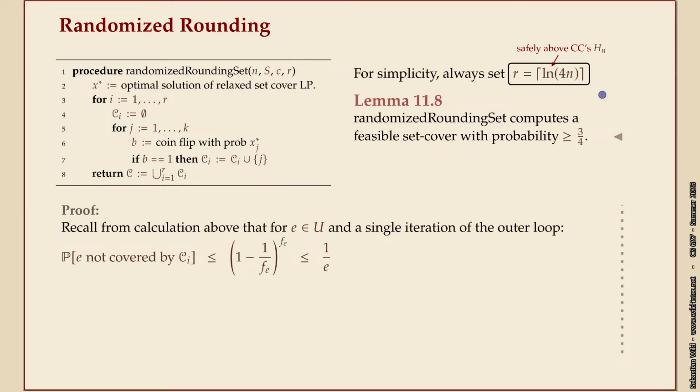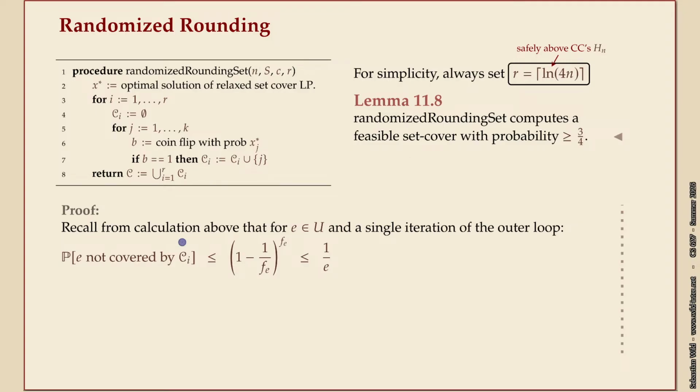From this hand-wavy argument, maybe we should expect some logarithmic number of repetitions to be the right choice. And well, it turns out to get the numbers right, you want to use a slightly bigger number than that. So it's not ln n, it's ln n plus a constant. And if you do that, then this algorithm produces a feasible set cover. That's indeed a set cover and deserves this name with probability at least 3/4.